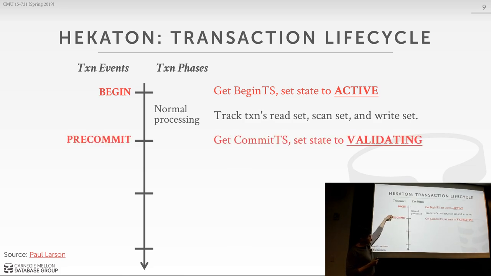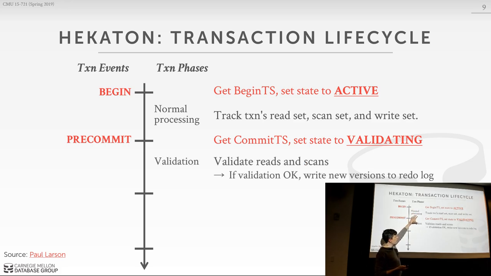Then we get the commit message from the transaction. We enter the pre-commit phase. We get a commit timestamp for our transaction to go through the validating process, using the information that we have from the normal processing to figure out whether we've violated serializable ordering or not. All we need to do is validate the reads and scans. We don't have to validate our writes because, again, first writer wins, so there'll never be a write-write conflict. So we really only care about what data we read.